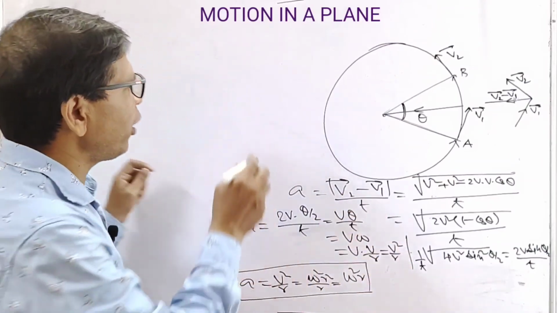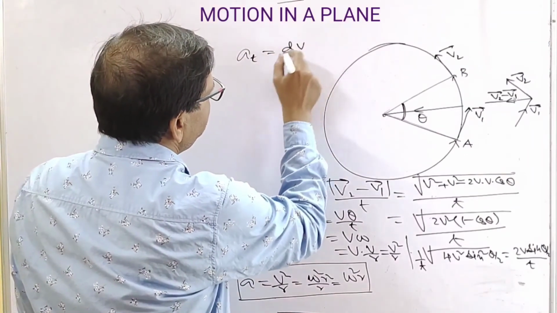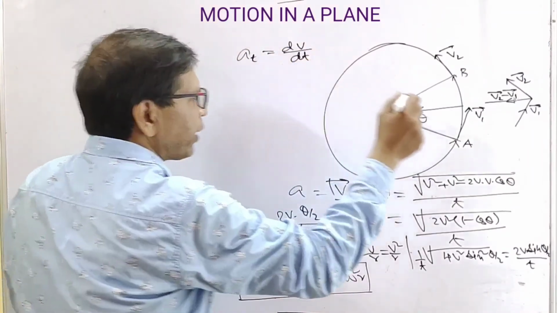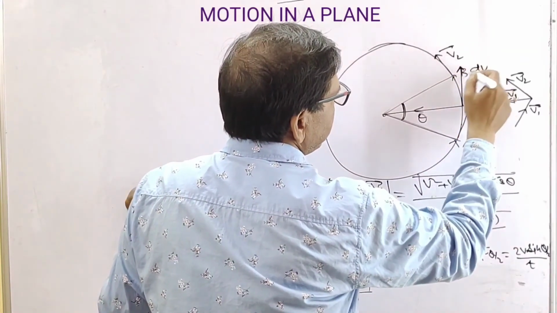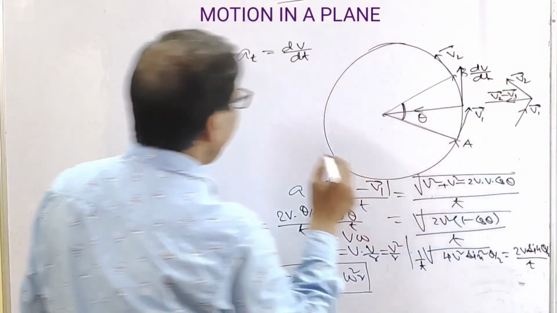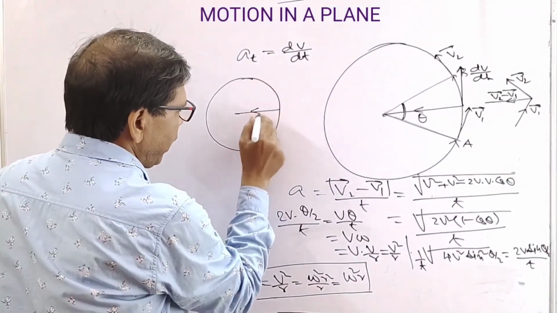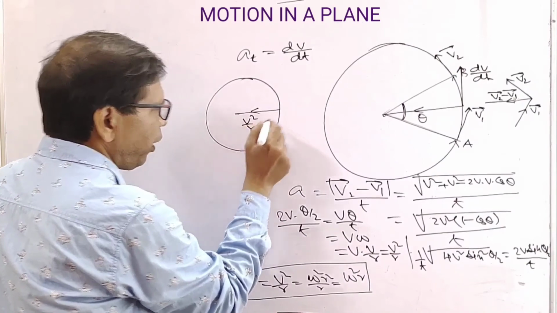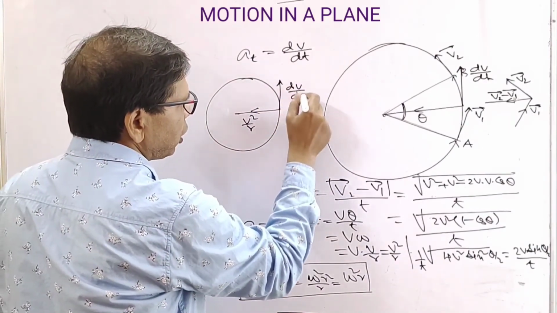This acceleration is known as tangential acceleration, a_t. This is dv by dt, and this acceleration is directed along the tangent to the path. Now look at this. In a circular path, centripetal acceleration is v square by r, and tangential acceleration is dv by dt along this direction.